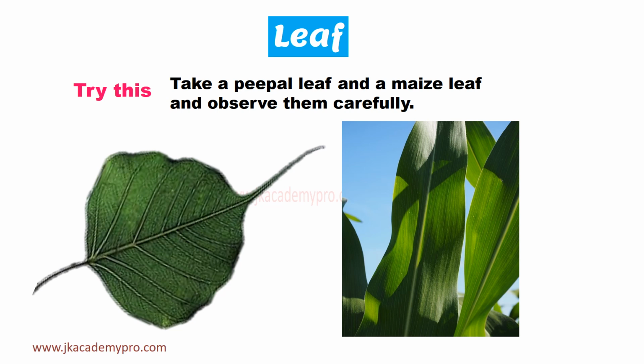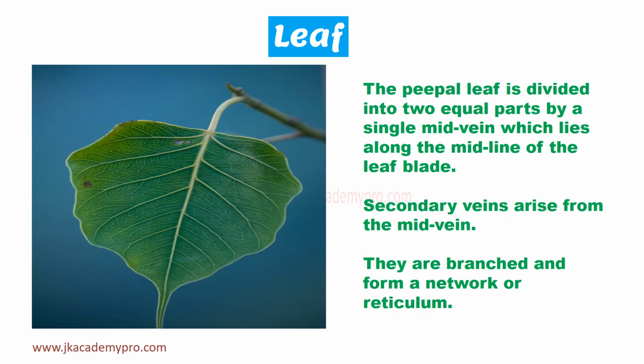Now, for this, try this. Take a peepal leaf and a maize leaf and observe them carefully. In the peepal leaf, you will find that there is one main vein that is coming and dividing the leaf blade into two parts. And this midvein passes through the middle of the leaf. And then you will find that there are secondary veins that come out of this main vein, and they spread out, and then there is a network of veins that forms. So there are tiny, tiny veins forming from this secondary vein. So this network of veins is called the reticulum.